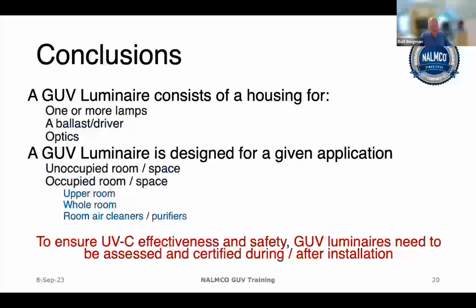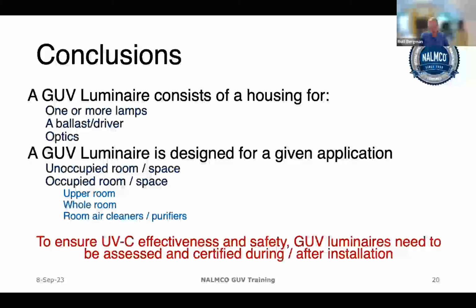To ensure the UVC effectiveness and safety, GUV luminaires need to be assessed and certified both before and after installation.